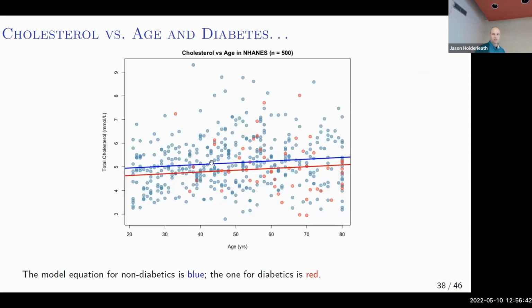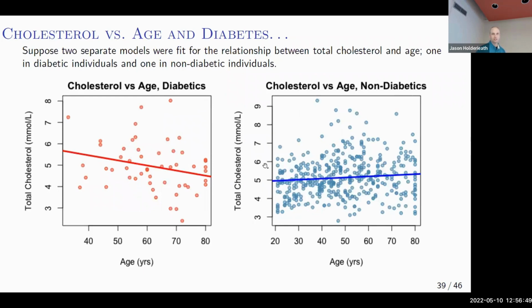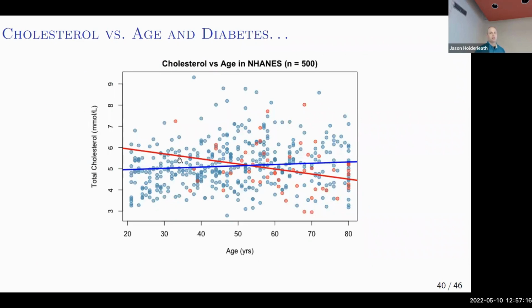We had this change in intercept, and okay, but the lines are parallel. What if they're not? What if, for some reason, you were to fit these separately? You would find that cholesterol versus age in diabetics, the line is actually downward sloping, and cholesterol versus age in non-diabetics, the line is actually upward sloping. So we might actually have the wrong coefficient on our slope entirely. It's the sign. So maybe it ought to look more like that.